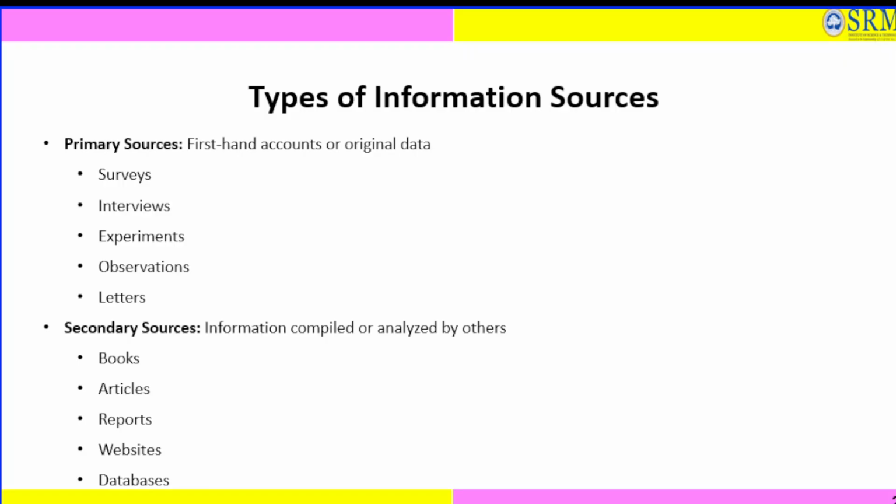Now, the primary sources, as we all know, are a first-hand account or original data. It is created by people who directly experienced or witnessed the event or phenomenon being studied. So, these are the five different forms or sources: surveys, interviews, experiments, observations, and letters.